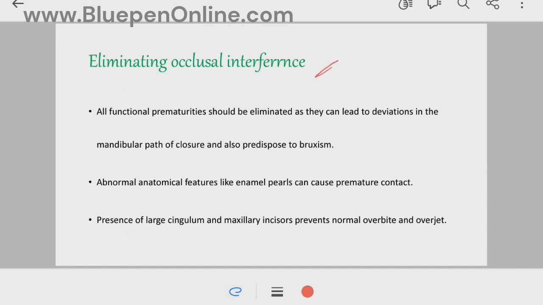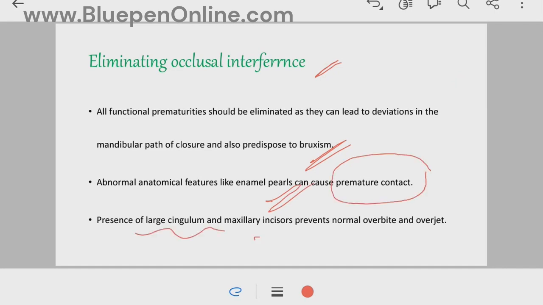Now, elimination of occlusal interference. If there is any functional prematurity, it should be eliminated because it can deviate the mandibular path of closure, and it can also lead to bruxism. That's the reason why, if there is any functional prematurity, please remove it. Like enamel pearls: if there are enamel pearls, there can be a premature contact happening there, so you have to remove that.